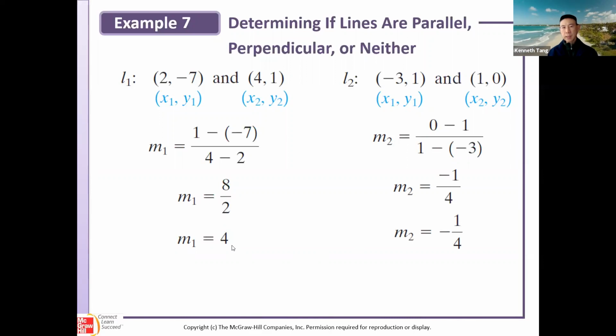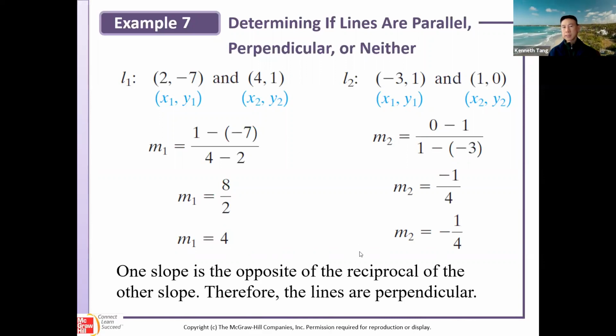As you can see, the second slope is the opposite and reciprocal of the first slope. Now you know it must be perpendicular, because the second slope is the opposite and reciprocal of the first slope. Therefore, these lines are perpendicular.